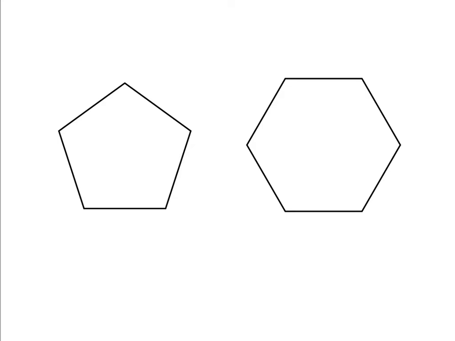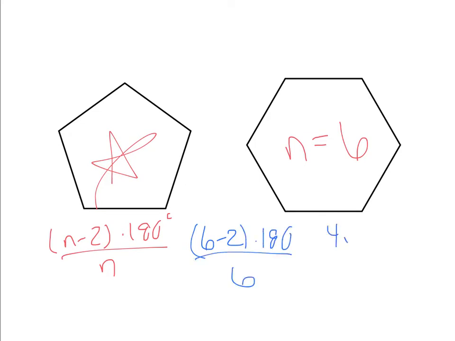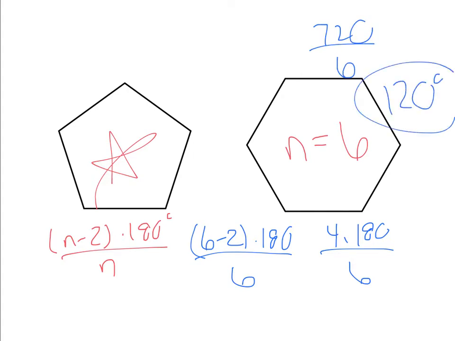Okay, here's two more examples. This is one we actually just did on the last slide. So let's do this hexagon. There are 6 sides, so our n is 6. Our formula again is (n minus 2) times 180 divided by n. So we do 6 minus 2 times 180 divided by 6, which is 4 times 180. 4 times 180 is 720. 720 divided by 6 is 120. So your answer for this one would be 120 degrees. That's what each of these angles are.